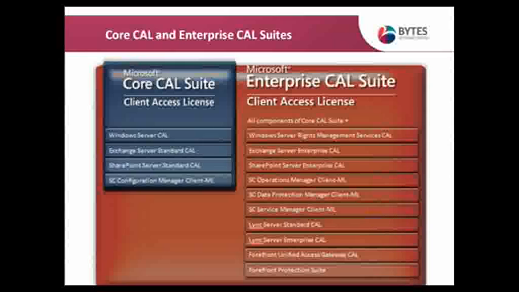So you've got a number of options. You can buy Core CAL and at a later date upgrade to enterprise CAL. You could buy Core CAL and enterprise CAL, or Microsoft do a SKU which covers both client suites all in one. But typically, if you're looking at the first line, Windows Server CAL in the Core CAL suite, across to the right, what they try to do is line up the equivalent enterprise CAL, so you've got Windows Server Rights Management. Exactly the same with Exchange: Exchange Standard and then Exchange Enterprise, SharePoint Standard, SharePoint Enterprise, etc.